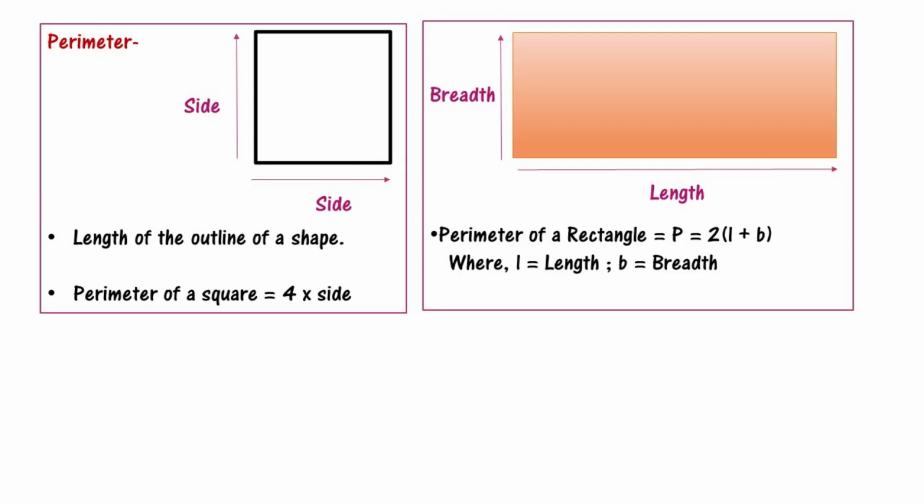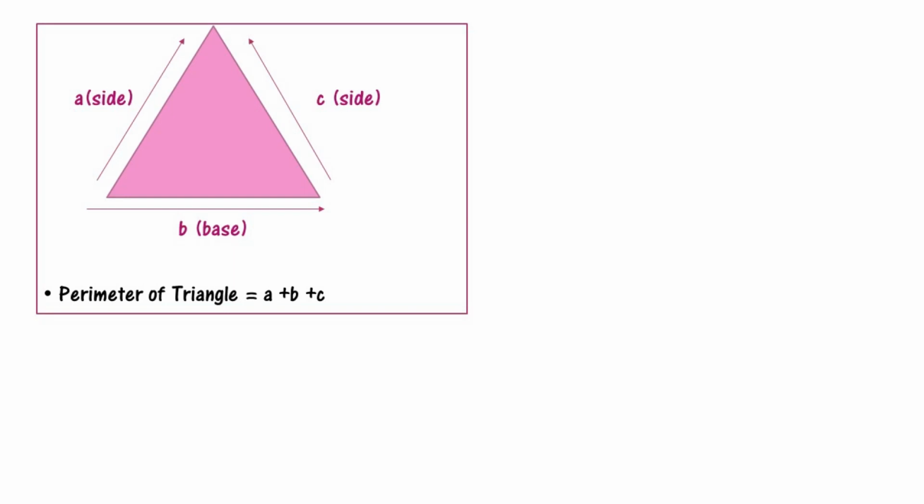Now comes the perimeter, which is the length of the outline of a shape. Okay, the perimeter of a square is equal to 4 × side. And what is the perimeter of rectangle? That is 2 × (length + breadth), where L is equal to length, B is equal to breadth. Now comes the perimeter of triangle, that is A + B + C, where A and C are the sides and B is the base. Okay, I am discussing these formulas just because they will help you in solving the questions, and please mug up these formulas as it will be very helpful in solving questions.